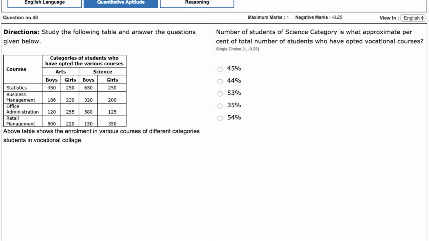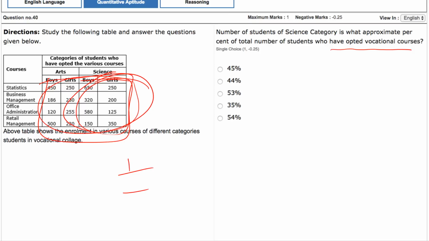Okay, let's see this question. Number of students in science category is what percent category? That means I have to add all this. Approximately what percent of total have opted vocational? So I have to add this part complete, then add this part complete, and then divide them.